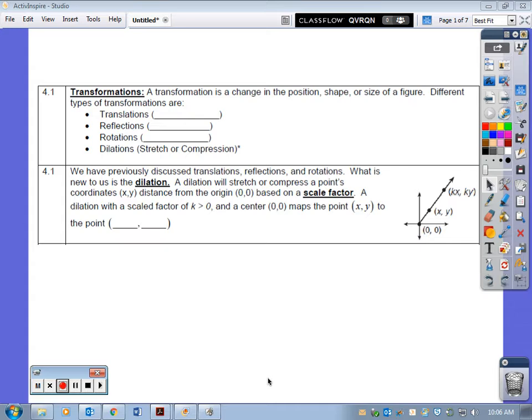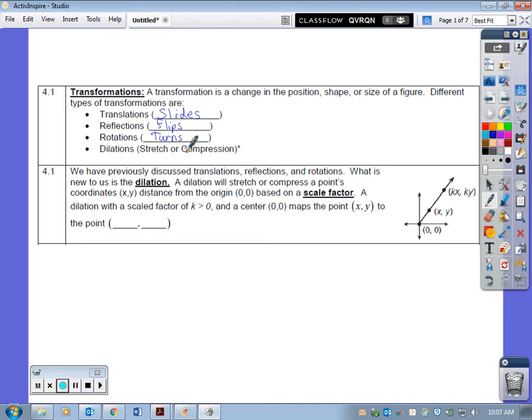So let's recall that a transformation is a change in the position, shape, or size of a figure. Some different types of transformations are translations, which we also call slides, because you're sliding the figure over. Reflections, which are often called flips, because you're flipping the image across an axis or a line. And rotations, which are also called turns. We're adding one more, dilations, which is a stretch or a compression, meaning it's getting larger or smaller.